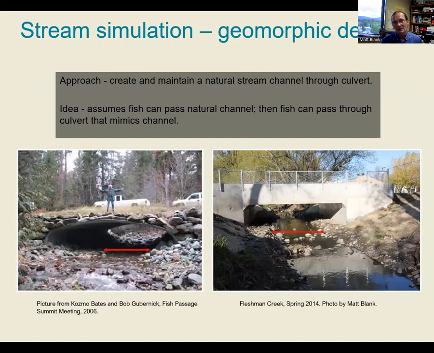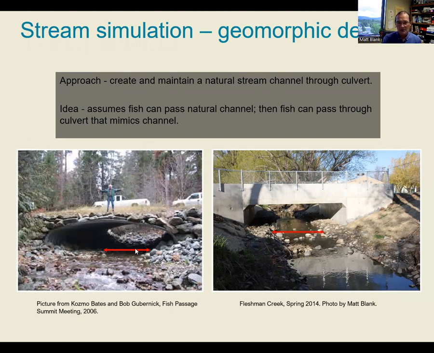So back to the two techniques. Let's dig into each of those a little bit more. The geomorphic design, or stream simulation technique. With that approach, basically, you're creating and maintaining a natural stream channel through the culvert or bridge. It's that simple. And the idea is that if fish or other aquatic species are moving through the natural channel, and you design the structure with a channel through it that mimics that natural channel, then the culvert should pass them just as easily as the natural channel does.